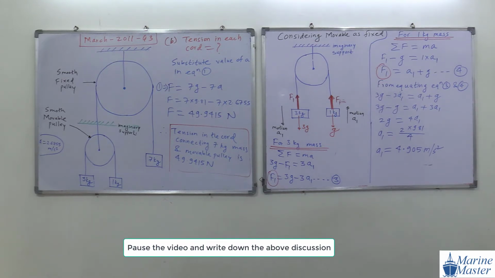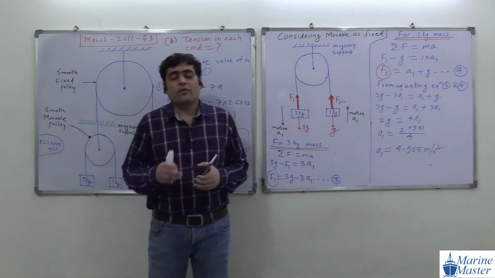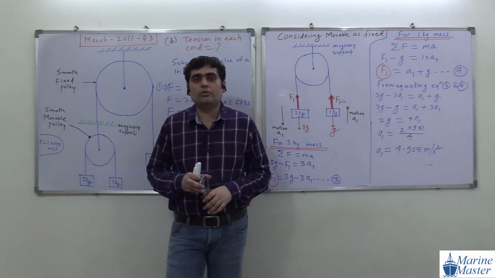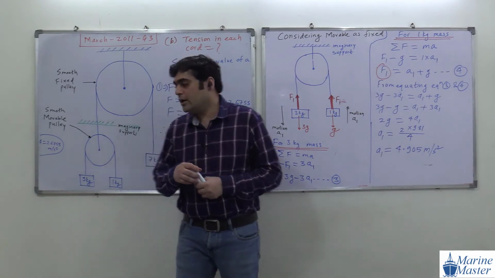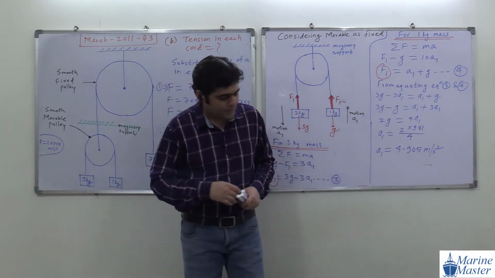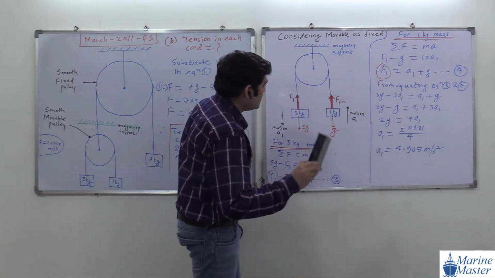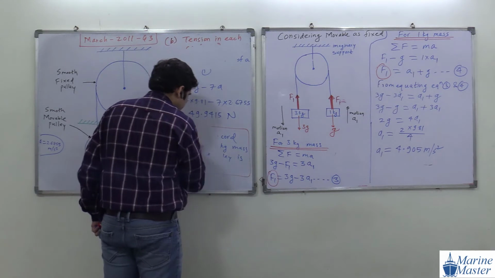Now try to see the scenario here. What we have to find out is the tension in the cord connecting the 3 kg mass and the 1 kg mass. For that purpose, what are we going to do? Everyone try to see the scenario. Very simple thing.